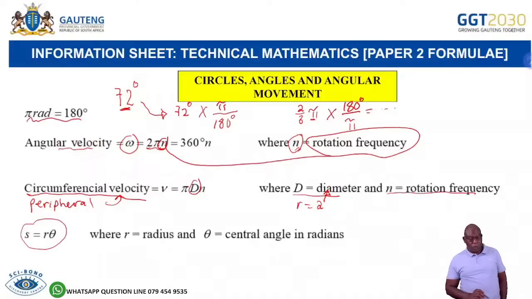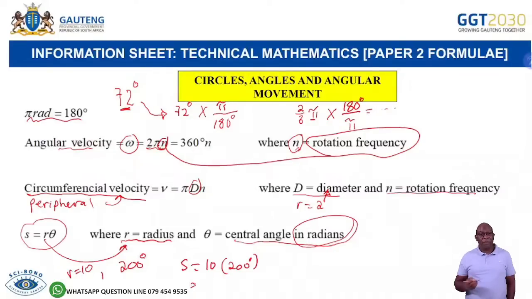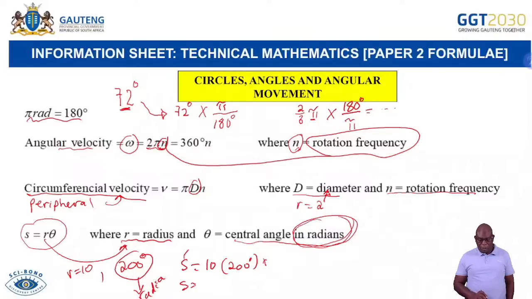S equals r theta, where r is the radius and theta is the angle in radians. We see a lot of mistakes there. When you are given that the angle of rotation is 200 degrees, and the radius is maybe 10, then you write 10 multiplied by 200 degrees and give the answer as 2000. That is incorrect, because they say the angle is in radians, so the 200 must first be changed to radians before you substitute.